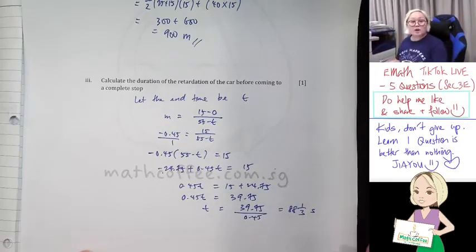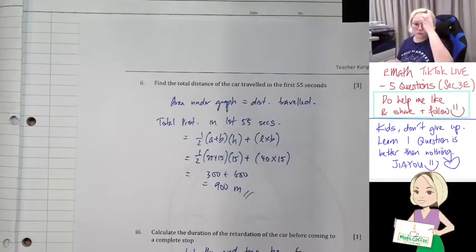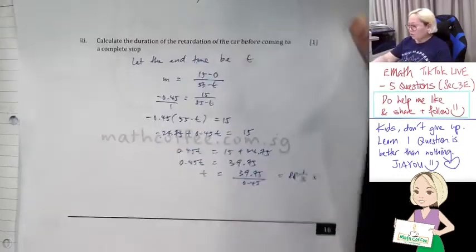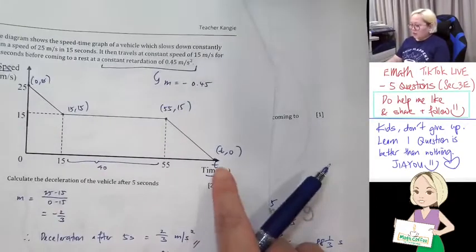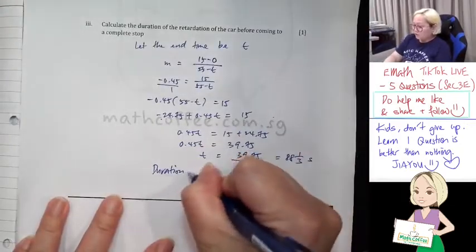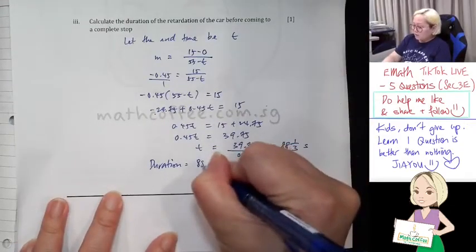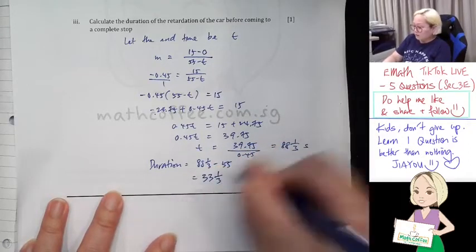But take note, this is not my final answer, because they ask for the duration. If they ask for the duration, you need to take note that you have to take the ending time minus 55. Understand? So the duration will be equal to 88 1/3 minus 55, and that will give me 33 and 1/3 seconds.